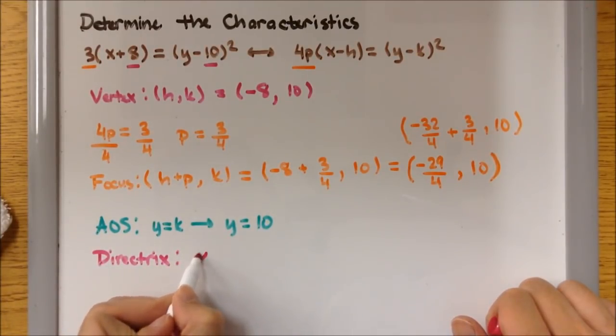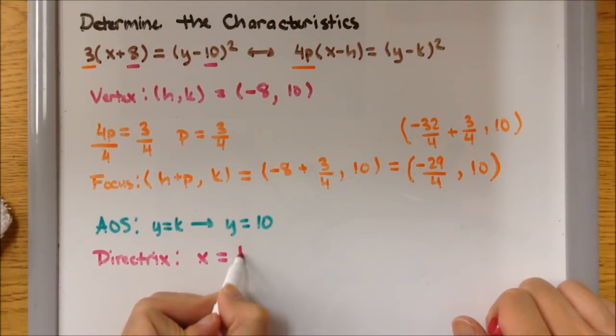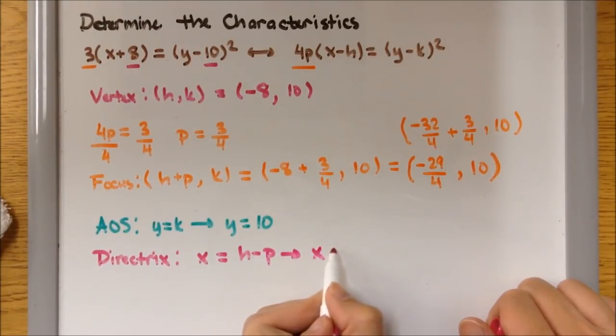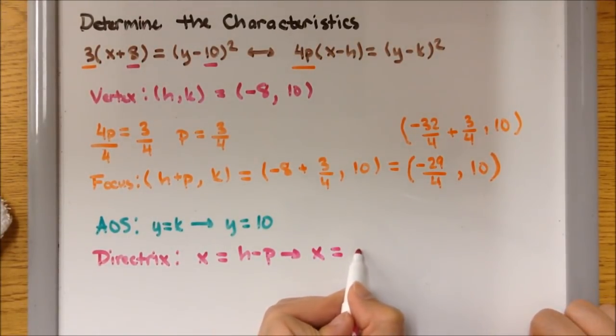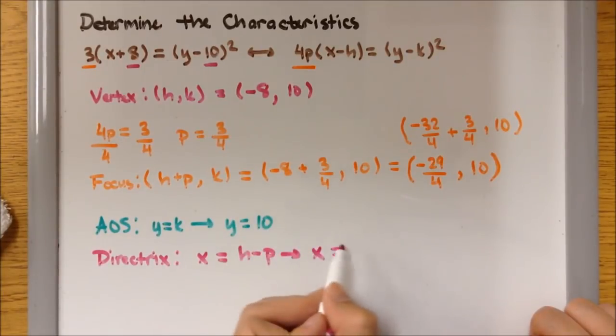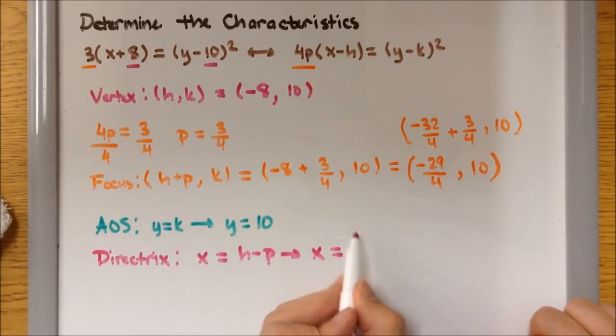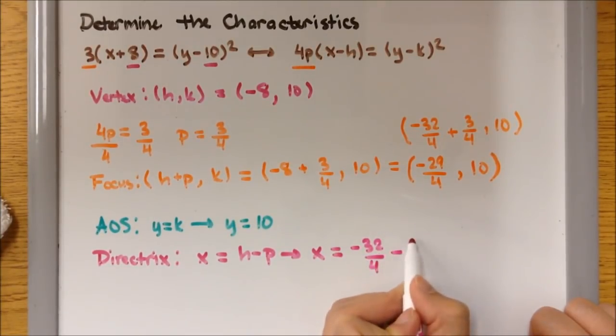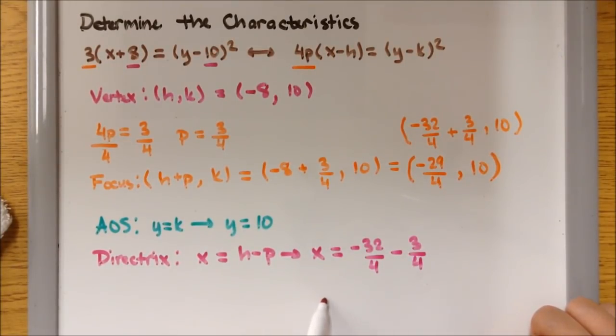Now for this one, it's going to be x equal h minus p. So it will be x equal h, which is negative 8. Now I could just write negative 8, but I already did the fraction for it, so it's going to be negative 32 over 4 minus 3 over 4, which is our p-value. So therefore, it will be x equal negative 32 over 4 minus 3 over 4. That would become negative 35 over 4.